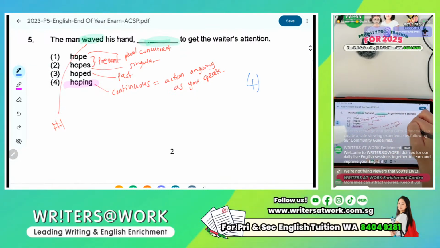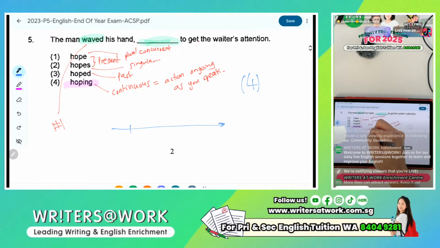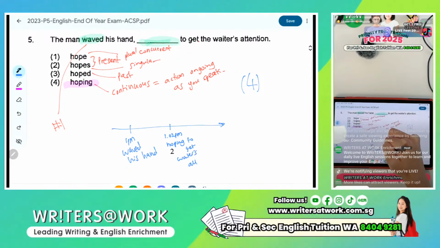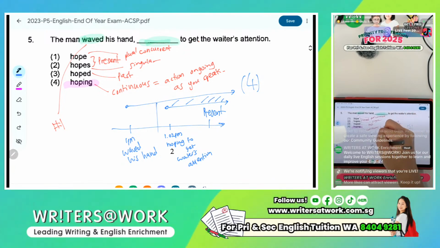Okay? So to illustrate what is happening, at 1 p.m., the man waved his hand. And at 1:02 p.m., the man was hoping to get the waiter's attention. And now it is, let's say, in the present. So you can see that both actions are occurring at the same time. And this hope is present even as we speak. Okay? And this is how we derive the answer for question 5.